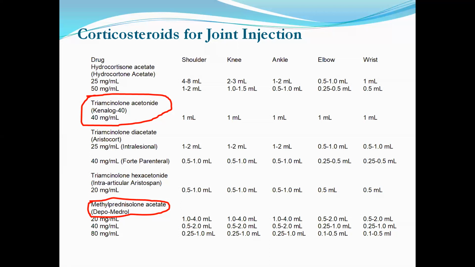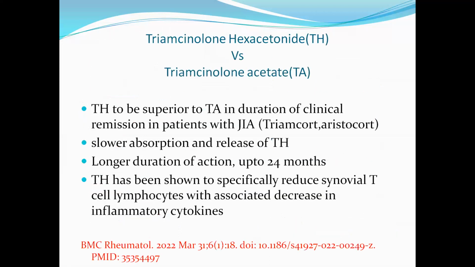Sometimes they require 5 ml or 6 ml, and there you have to reconstitute with the addition of local anesthetics. These are a few papers comparing different molecules of steroids. This is a paper published recently in 2022 in BMC Rheumatology. They compared triamcinolone hexacetonide with triamcinolone acetonide. Triamcinolone acetonide we commonly use. This hexacetonide is not so commonly used. However, it has an advantage over triamcinolone acetonide.